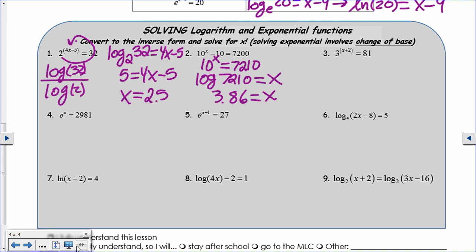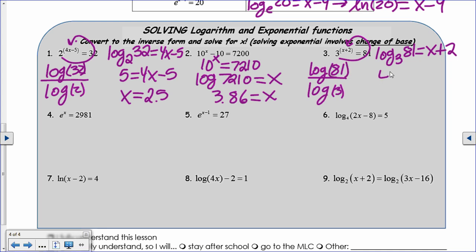Alright, what about the next one? It's currently in exponential form. Turn it to the log. Log base 3 of 81. Yep. And doesn't this represent a number of some sort? Okay. Log of 81 divided by log of 3. Remember your change of base? It's 4. Okay, so 4. x equals 2.